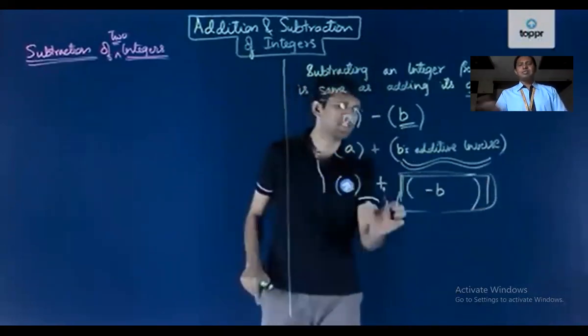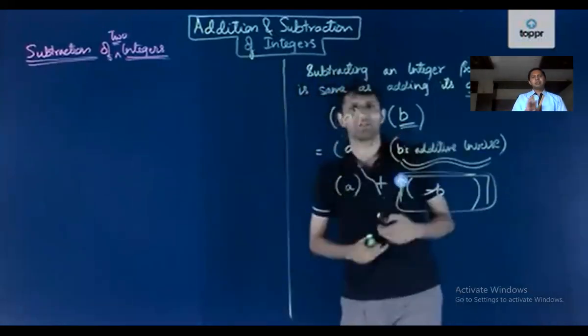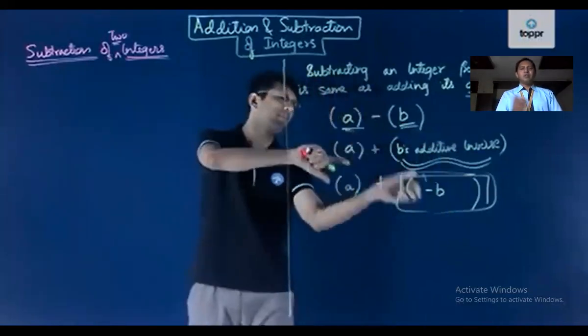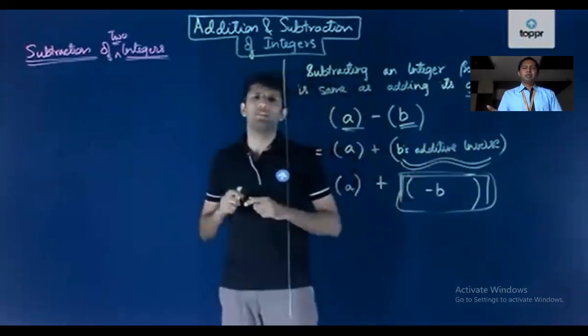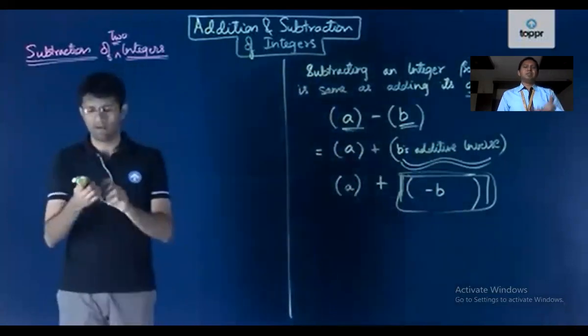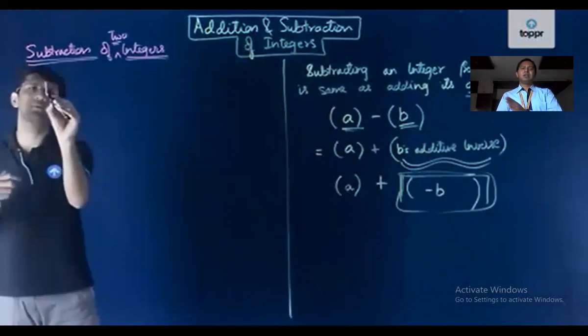This is the same case we had discussed in the second case of addition of integers, a plus minus b. A is positive, b is negative, and we need to add two integers with different signs. We add the integers and give them the sign of the larger one. If in this case a is larger, then the answer will become positive. If b is larger, then the answer will become negative.